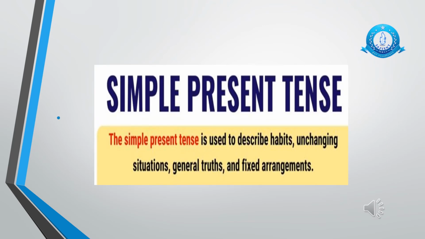Simple present tense. The simple present tense is used to describe habits, unchanging situations, general truths, and fixed arrangements. For example, she goes to school, I play football, earth is round, ice is cold. These are habits, unchanging situations, general truths, and fixed arrangements. These happen regularly on frequent basis, thus we call them simple present tense.